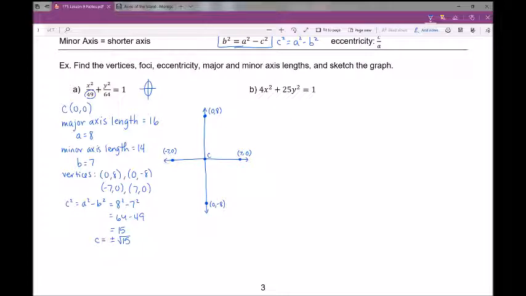Okay, so what this tells us is that along our major axis, we need to go square root of 15 up and square root of 15 down from the center to get our 2 foci points. Okay, so the square root of 15, if you want to get a rough estimate, it's going to be somewhere between 3 and 4 because 15 is between 9 and 16, but it's going to be a little closer to 4. So we want to have our foci points about halfway between our center and our vertices in the vertical direction.